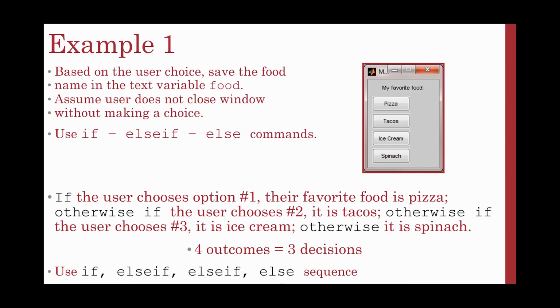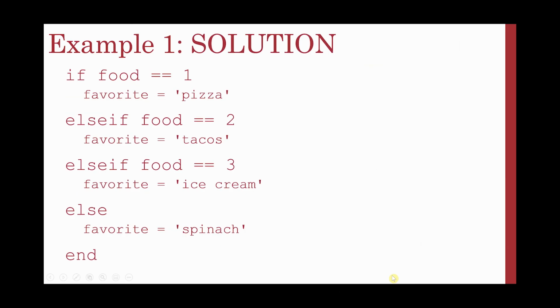So if the user chooses option 1, their favorite food is pizza. Otherwise, if the user chooses option 2, it's tacos. Otherwise, if the user chooses option 3, it's ice cream. Otherwise, it's spinach. So we have 4 outcomes that requires 3 decisions. So we can use an if, else sequence.